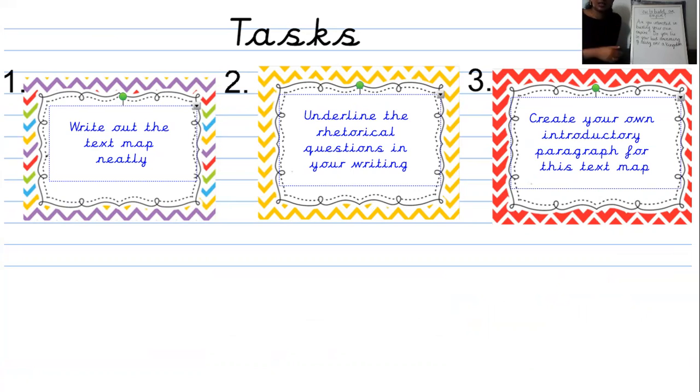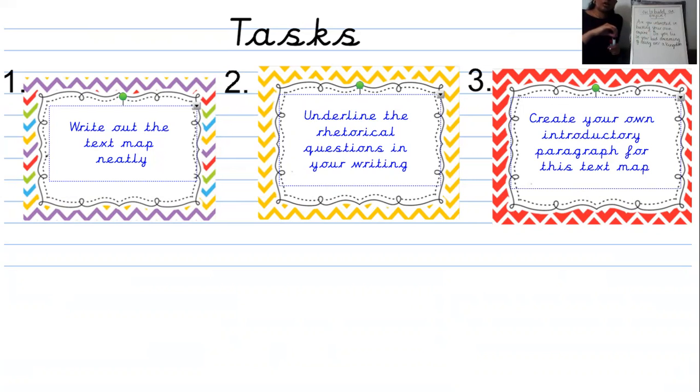The second activity that I want you to carry out is to underline a rhetorical question in your writing. So when you finish your writing, you might like to take a different colour pen. So I have a red pen over here. I'm just going to underline where I use the rhetorical question. And finally, create your own introductory paragraph for this text map. So instead of having this introductory paragraph where are you interested in building your own empire, you might like to change that into something else.